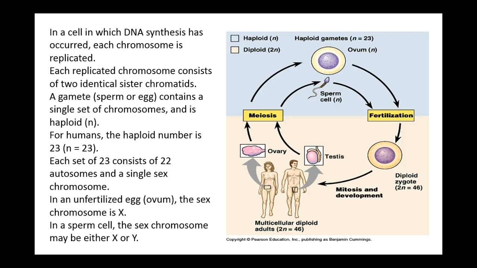An unfertilized egg, an ovum, has the sex chromosome of X. In the sperm cell, the sex chromosome can be either X or Y, which is why we say the male is what dictates the sex of the child. So when you think about it, female is XX, that's what she has in her 23rd chromosome pair. That's the homologous pair XX, but in the sperm cell, it's going to be either X or Y.